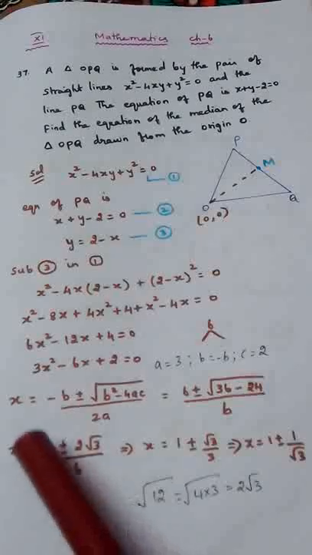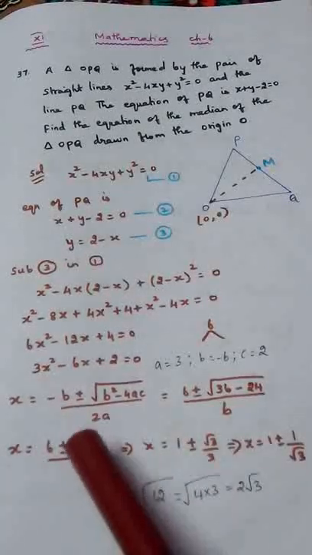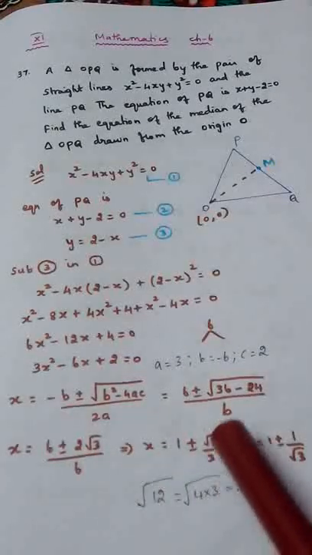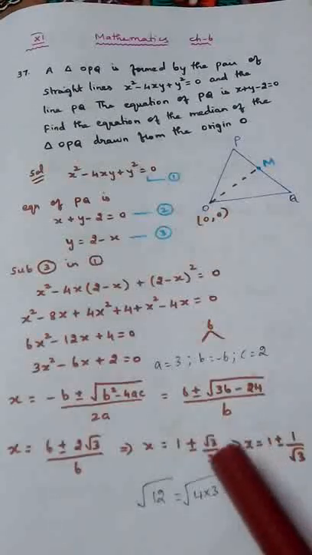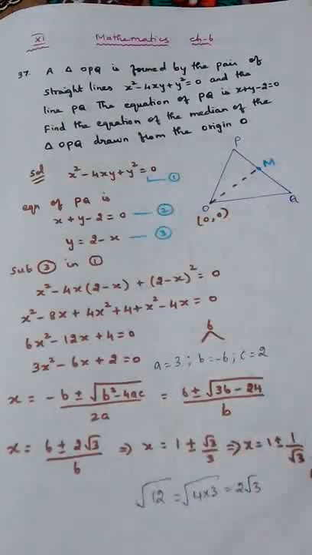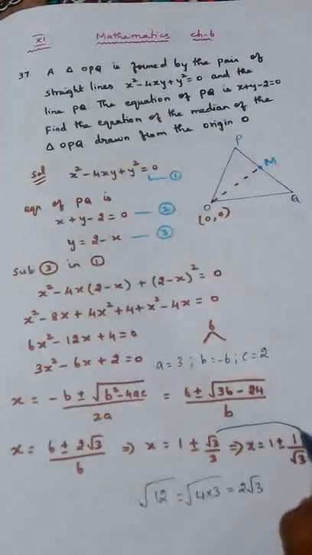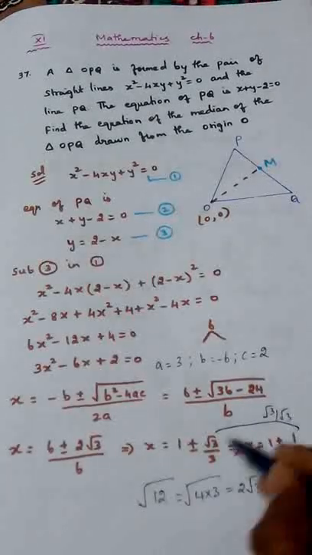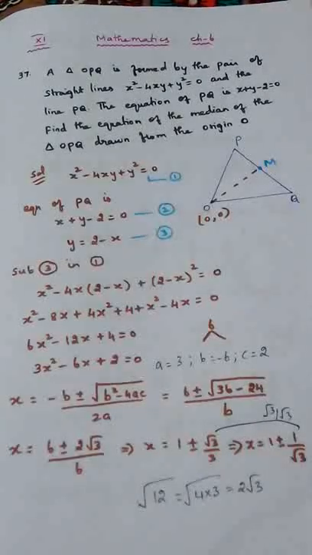Now separate this into two parts. 6 by 6, 1. If we divide these two, 6 will get cancelled. It will come like this. So multiply and divide by root 3. Root 3 into root 3 becomes 3. 3 will get cancelled. So 1 by root 3. So from this to this, how we are getting? Root 3 by root 3. We are doing this. Root 3 into root 3, 3 gets cancelled. Denominator 1 root 3 will be present.